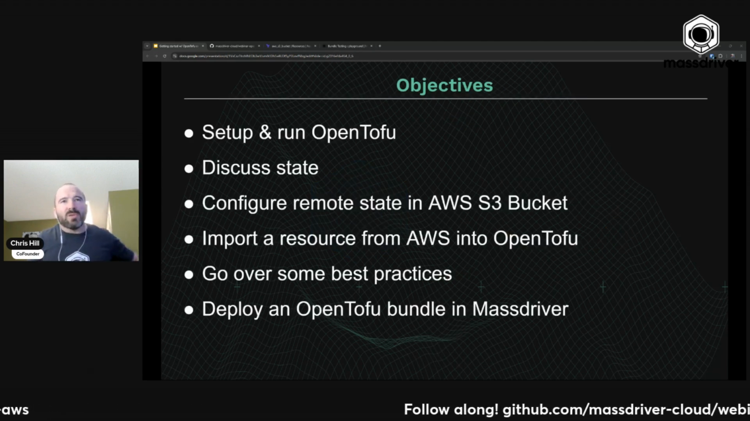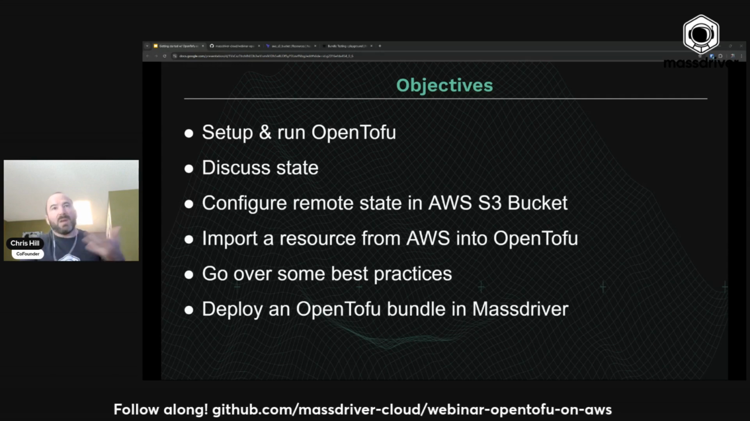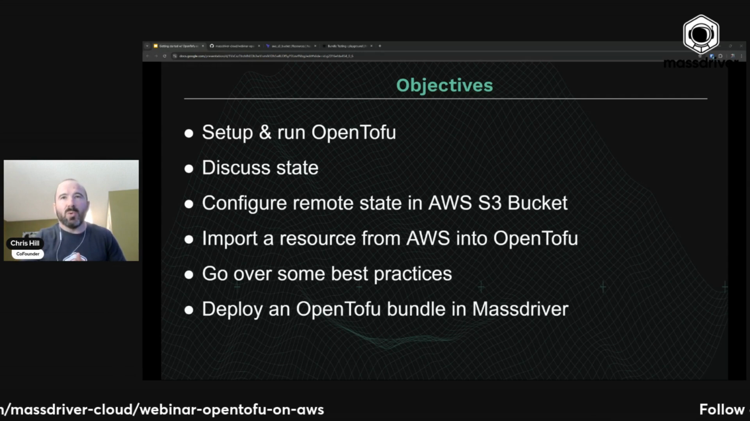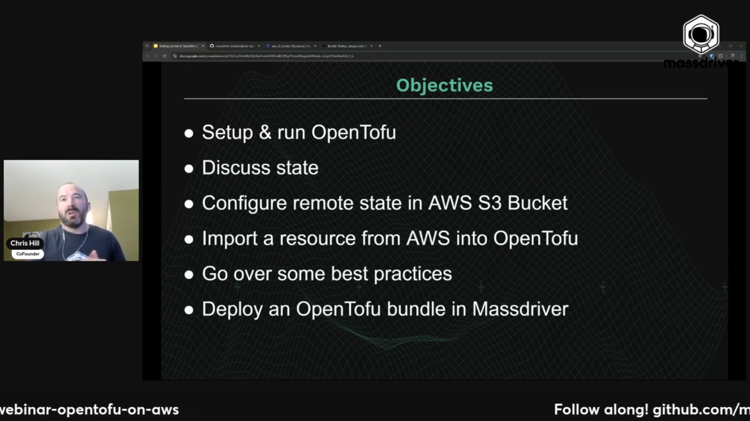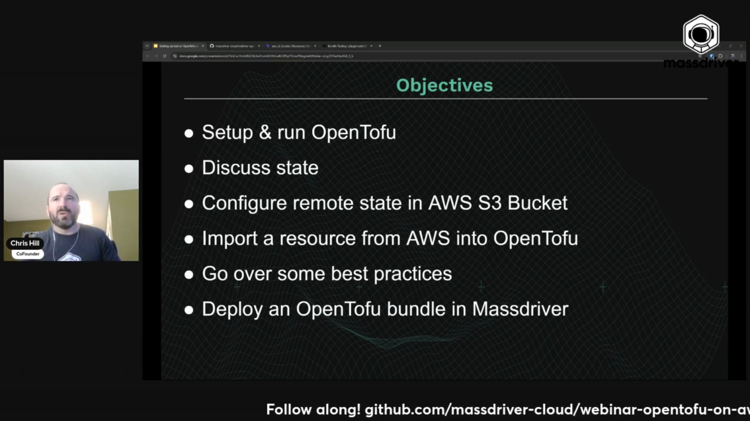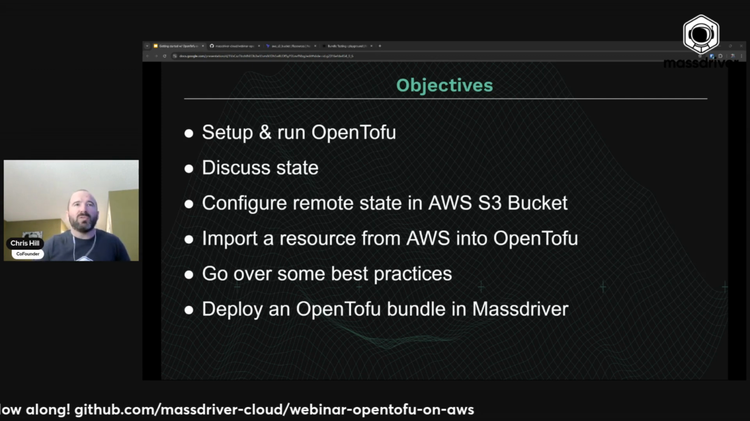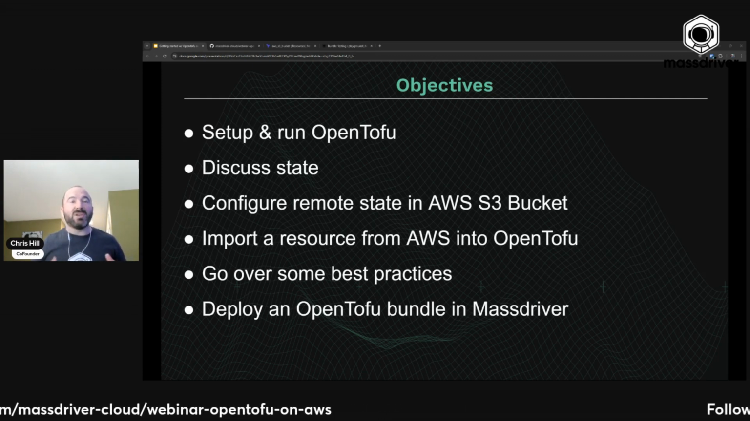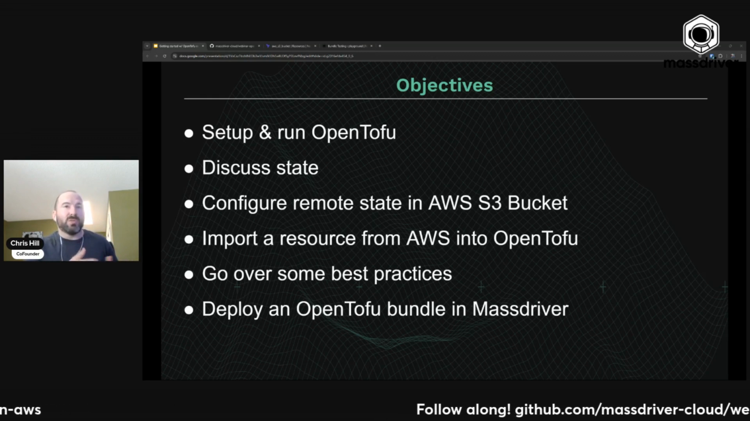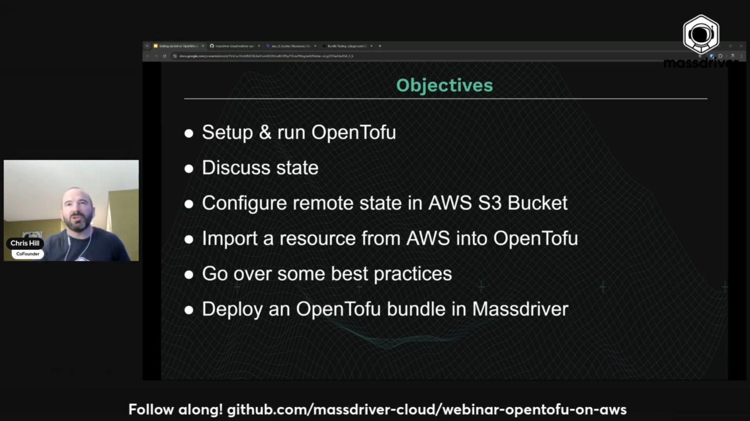So let's go over some of the stuff we're going to talk about today. First, we're going to set up OpenTofu. Throughout this whole webinar, we're going to be using the same module, and we're just going to use it for a few different things. We'll go over what a state file is and why it's important to OpenTofu. We're going to configure AWS S3 to be our remote storage for state. We'll also talk about why it's important to use remote state storage.